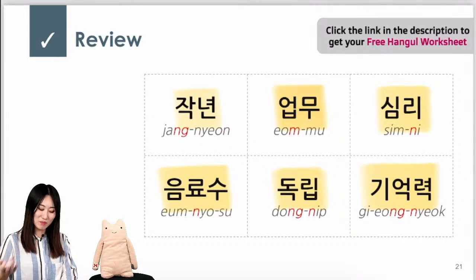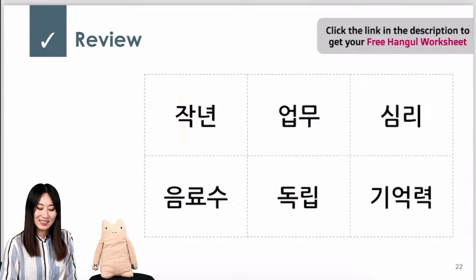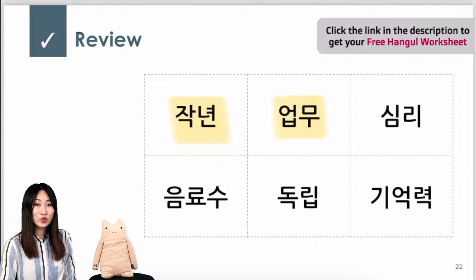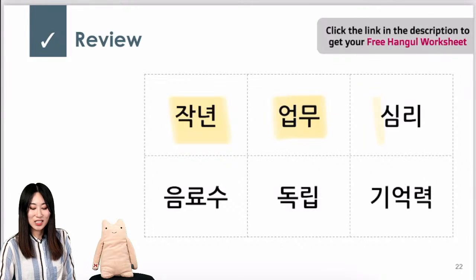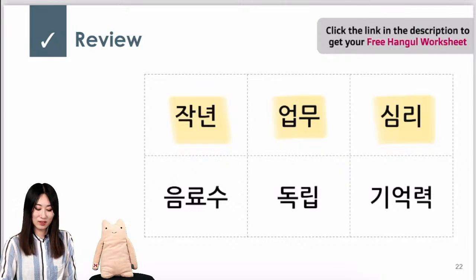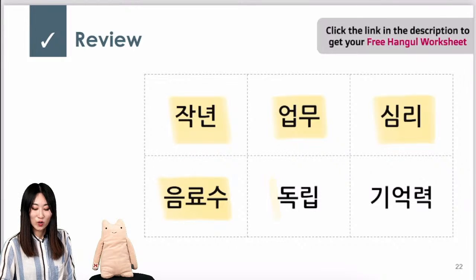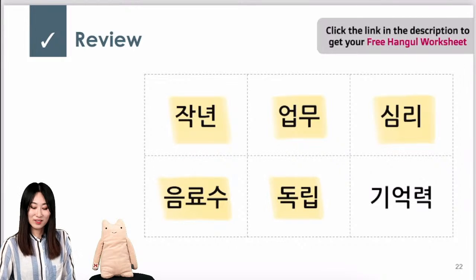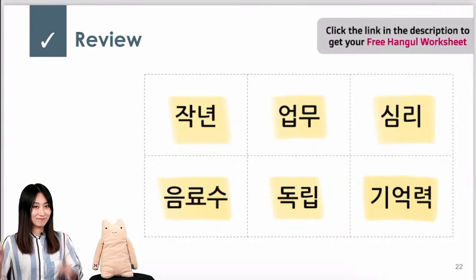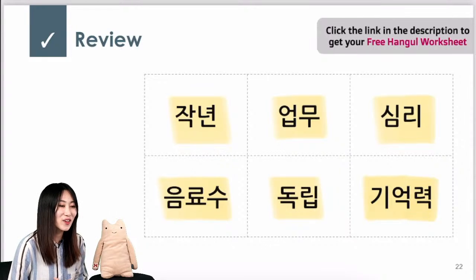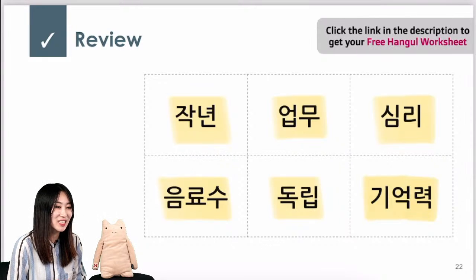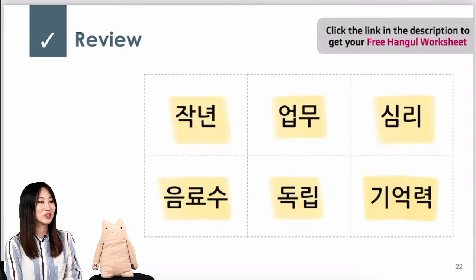Now you're okay with the pronunciation, right? Do you remember the meaning? 작년, last year. 업무, task. 심리, psychology. 음료수, beverage. 독립, independence. 기억력, memory.